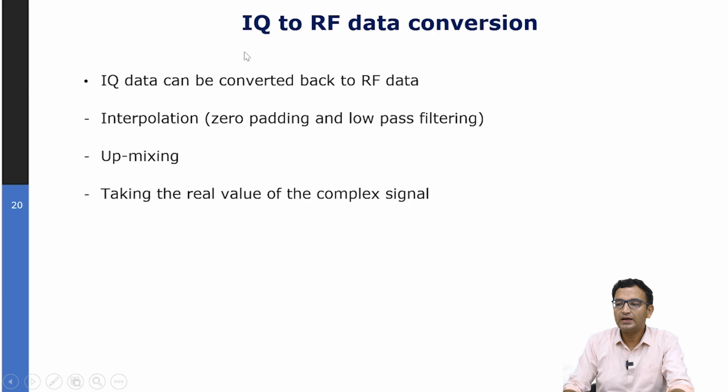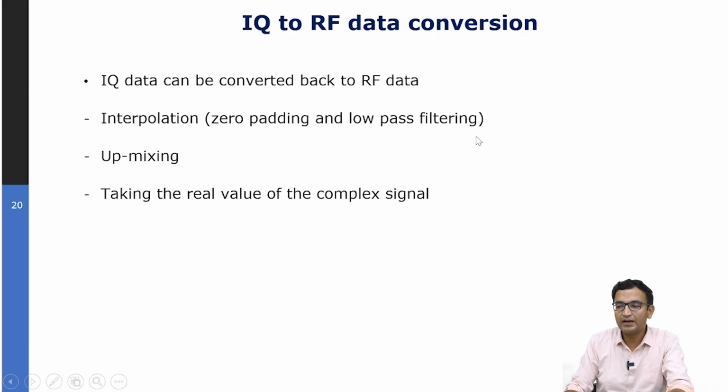Just like you can convert from RF data to IQ data, the vice versa can also be performed, wherein you take IQ data and convert it to RF data. How you do that is by a few steps. First, you need to interpolate the data to increase the number of points, and this is done by adding zeros between your samples. Now, if you look in the frequency domain, the effect of zero padding is that some replica spectra get added to your spectra. We only want the spectrum of interest. That's where we do low pass filtering.